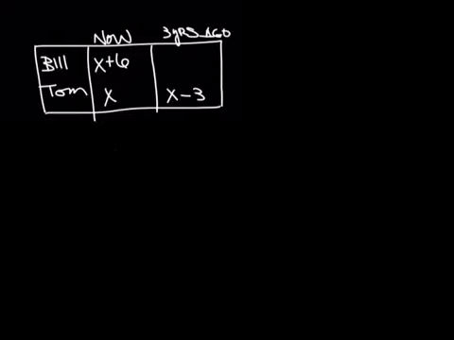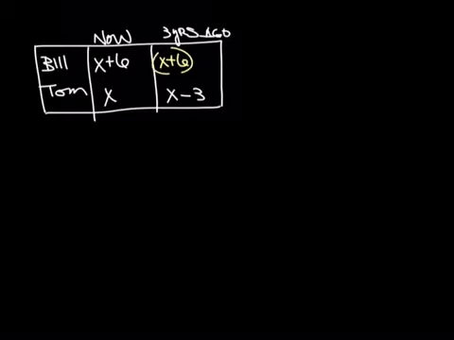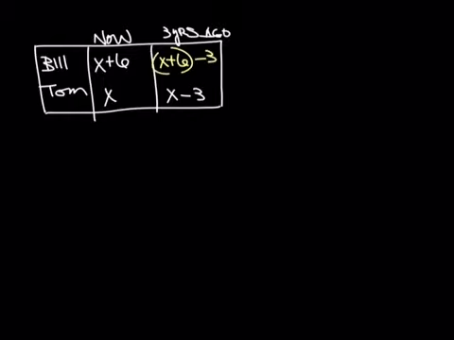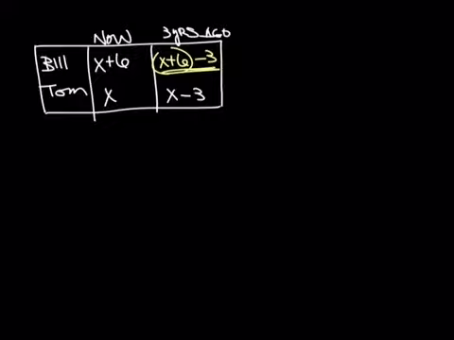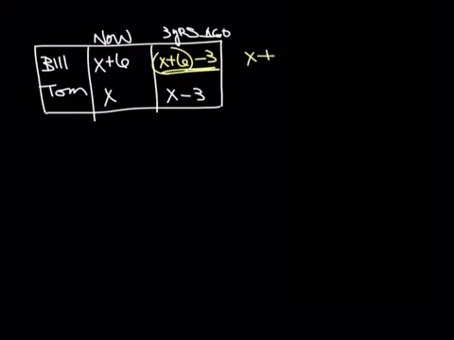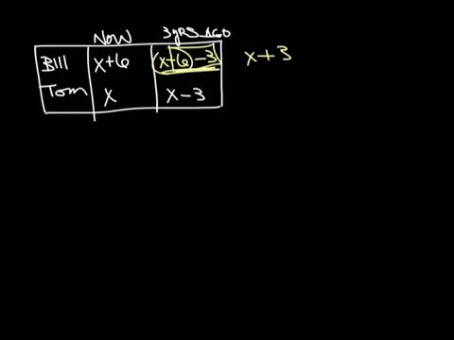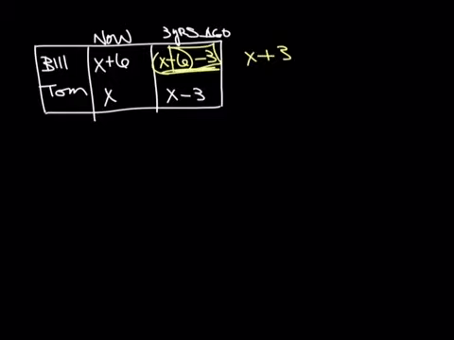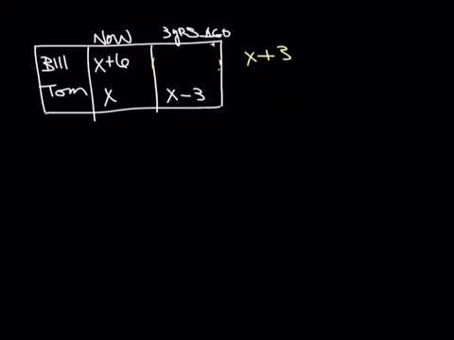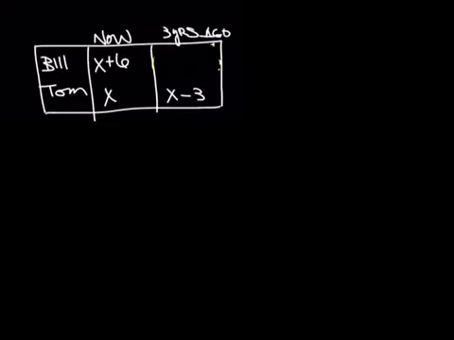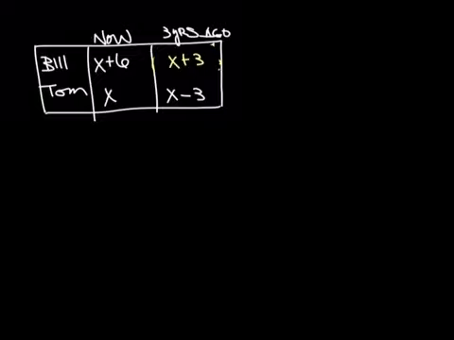Okay, how old was Bill 3 years ago? Well, if he's x plus 6 now, then 3 years ago he was x plus 6 minus 3, because it's 3 years ago. So I'm going to change what that looks like and write it as x plus 3, because 6 minus 3 is a 3 there. So rather than write all those numbers there, it's just easier to write x plus 3 for his age 3 years ago. All right, so our chart is filled in.